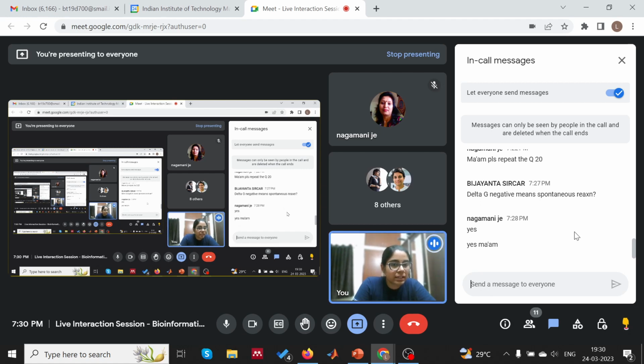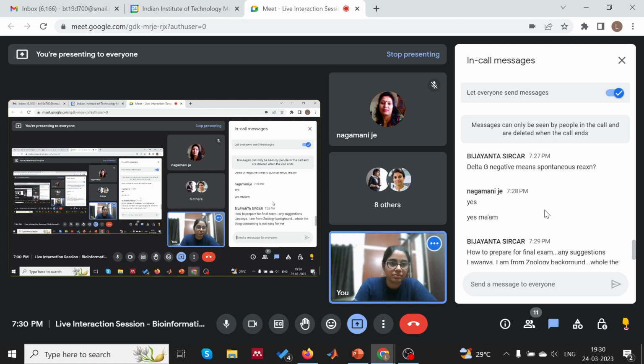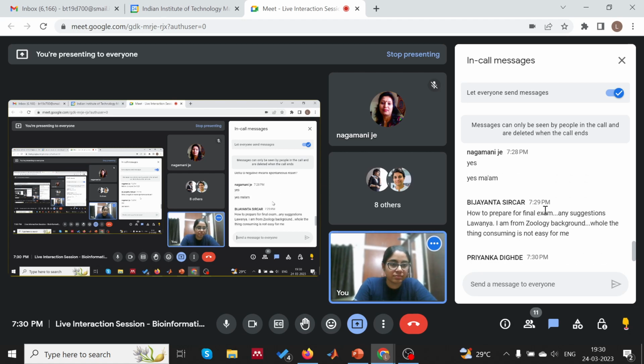In case of delta delta G, Vijayanta, you have to go with positive meaning it is stabilizing, and negative meaning it is destabilizing, because you're doing mutant minus wild type. I think it's better that I check the chat box here.